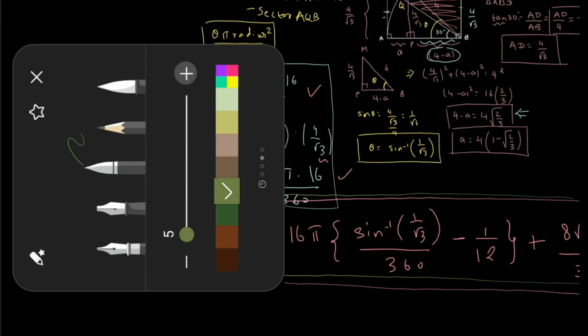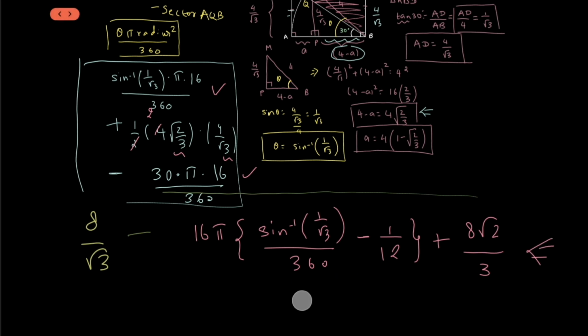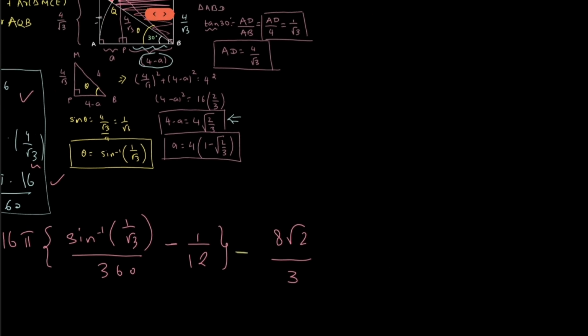So let me see if this can be simplified or not. So simplifying this thing, so 4 into 4, 16 upon 2, that's 8 upon square root of 3. So this thing will turn out to be 8 upon square root of 3 minus this thing. So let me just remove this all. So if I open with negative sign, so negative 16 pi as it is, and this positive 8 root 2 upon 3 will become negative 8 root 2 upon 3. So finally writing down the answer.